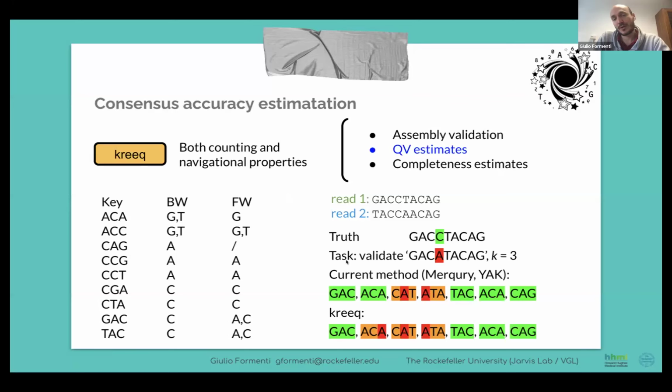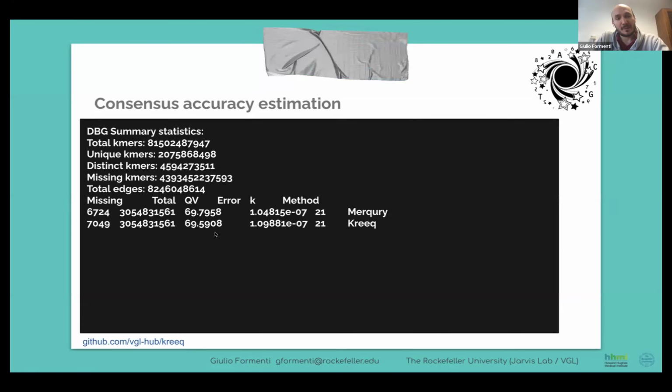For consensus accuracy estimation, we have improved on an existing method. If you're doing some assembly, you're probably familiar with the QV estimation using Merqury. One problem with Merqury is that there is essentially a bias, so it is always overestimating the QV. In this case, we capture more missing k-mers that are a reflection of errors in the genome, and therefore we can be a little bit more precise. This is an example of the output from the tool.